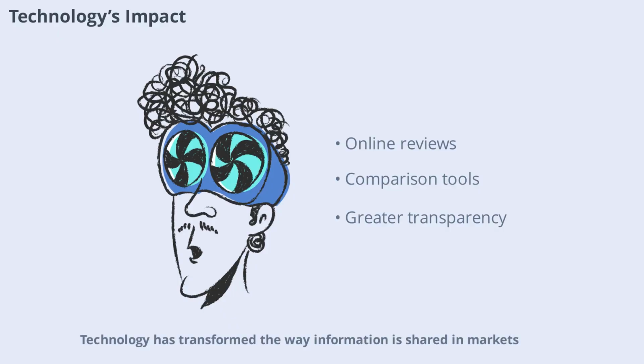Technology has transformed the way information is shared in markets. Online reviews, comparison websites, and data analytics have reduced information gaps. Buyers can now research products, read reviews, and compare prices with ease. This increased transparency helps create more efficient and competitive markets.